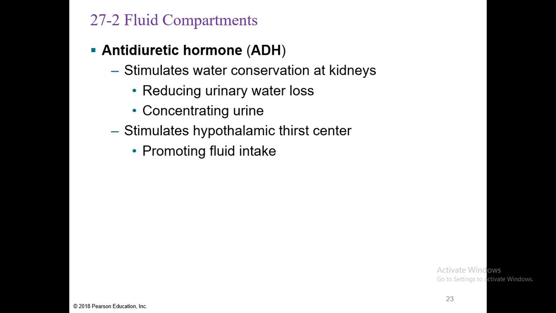So first of all, ADH, antidiuretic hormone. As we know, a diuretic causes you to lose water, and an antidiuretic causes you to retain more water. And this can be due to a lower blood pressure. If the blood pressure gets too low, you need more water in your plasma, and so you can retain more water by reducing urinary loss. This concentrates the urine so that the water stays within the body, and you get rid of more of the electrolytes. The thirst center is also stimulated to make you take in more fluids.